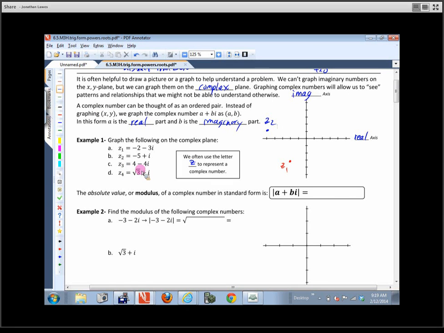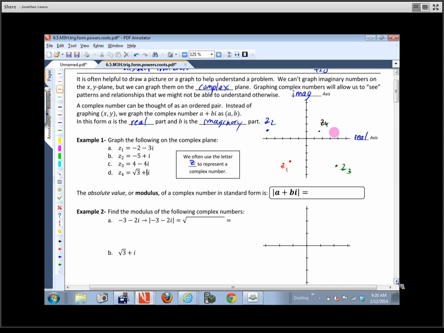Z3 is 4 minus 4i. So 4 is the real part, negative 4 is the imaginary part. So go over 4 and down 4. So that's going to be Z3. And then the last one that I've got right here is radical 3 plus i, and understood to be right there is a 1. So that means I go over radical 3. Now roughly what is radical 3? About 1.7. So I'd go about right here, and then I'd go up 1. So Z4 is right there. So now I've graphed those complex numbers on the complex plane.